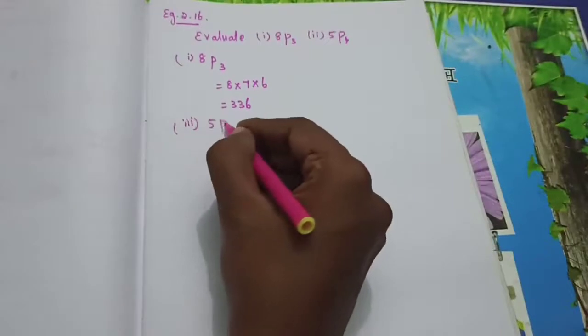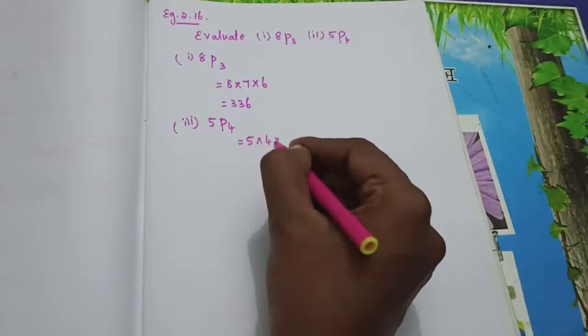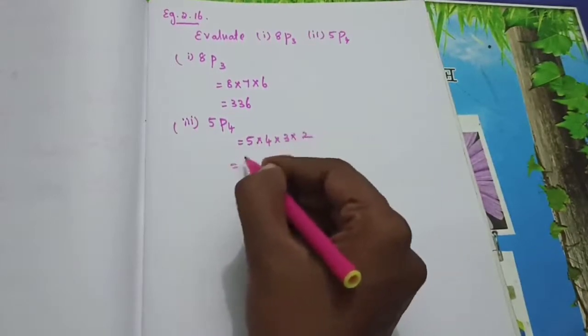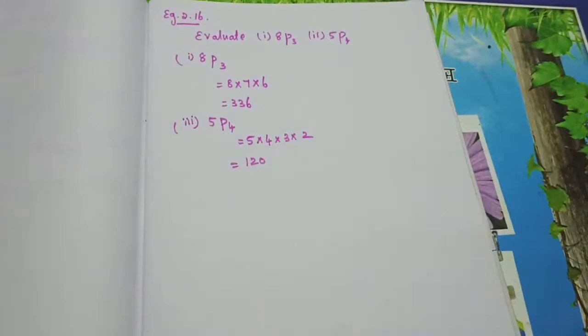Then 5P4 means up to 4 terms. So how will you write? 5 into 4 into 3 into 2. Multiply: 5 4s are 20, 20 into 6 is 120. This is the answer. Got it? Okay, let's move to the next question.